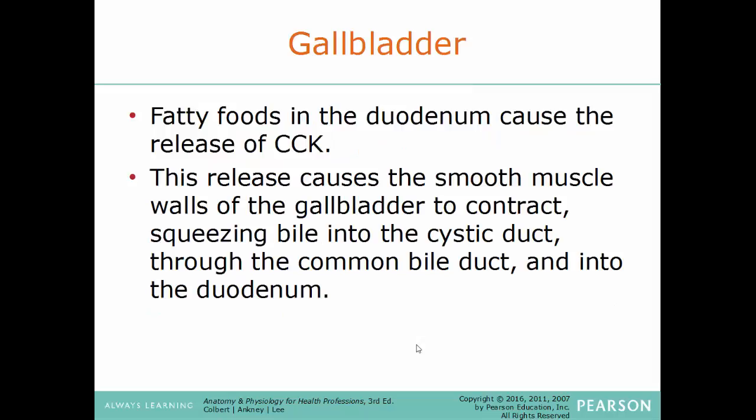Now, the presence of fatty foods in the duodenum will cause the release of the hormone CCK, cholecystokinin. This release will cause the smooth muscle in the walls of the gallbladder to contract, squeezing bile into the cystic duct, and then through the common bile duct into the duodenum. So it's the presence of the fats that release CCK, which causes the release of bile.